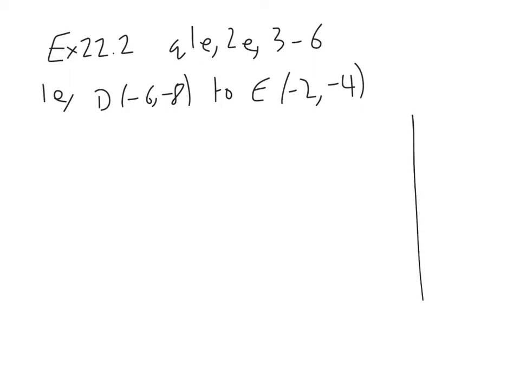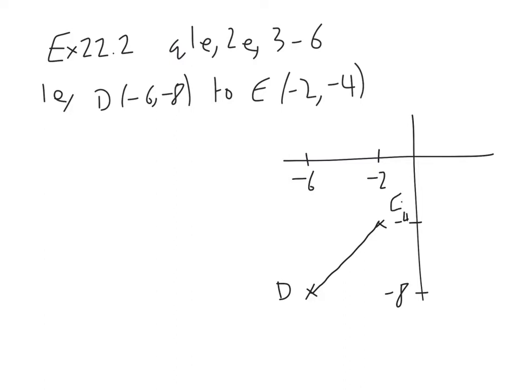So here I would use the technique of sketching, and these are negative, so I'm going to put them in the negative quadrant. D is (-6, -8) down there, and E is (-2, -4), which would be there. So here is the line segment DE. Its length can be found by forming a triangle, and we can say then that DE squared, the hypotenuse squared, is the sum of the squares on the shorter two sides.